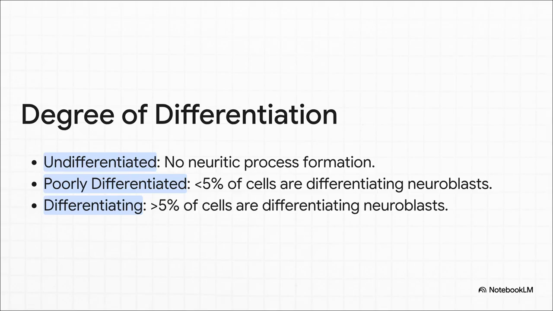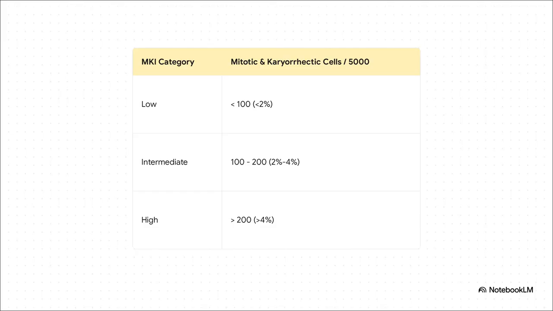Then, in the middle, you've got poorly differentiated. Here, you'll see some neuropil, but less than 5% of the cells are actually maturing into ganglion cells. And that 5% number, that's the magic number, because if you see more than 5% of cells maturing, you get to call it differentiating.